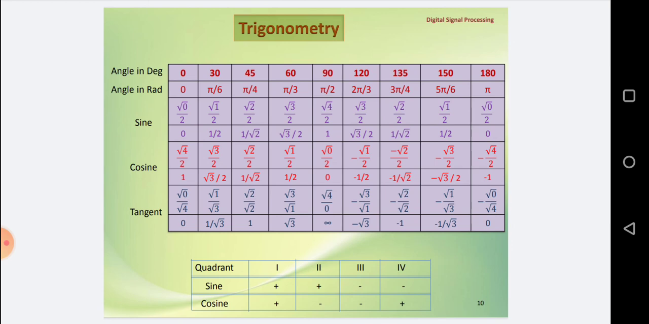Now just for revising the concept: for the first quadrant sine and cosine are positive, for the second quadrant sine is positive and cosine is negative, for the third quadrant sine and cosine both are negative, and for the fourth quadrant sine is negative and cosine is positive.